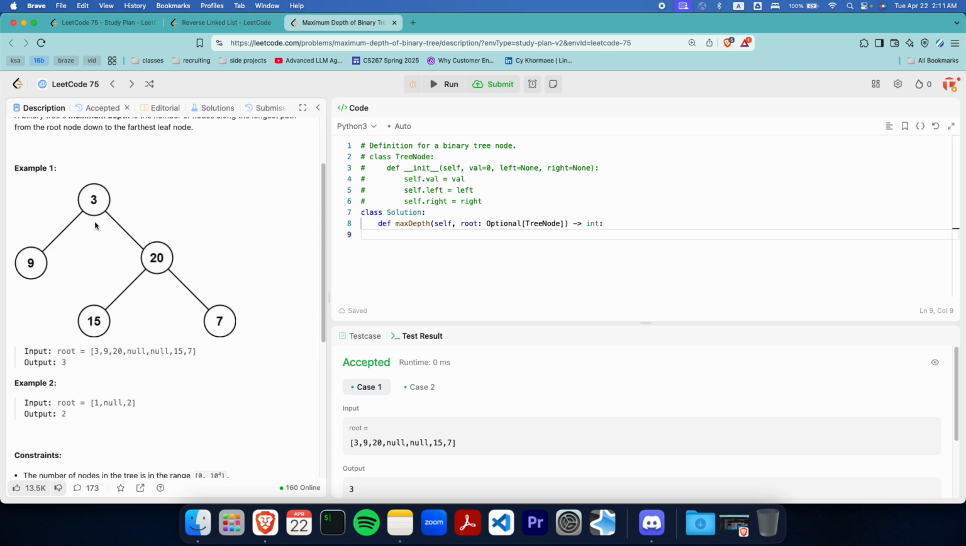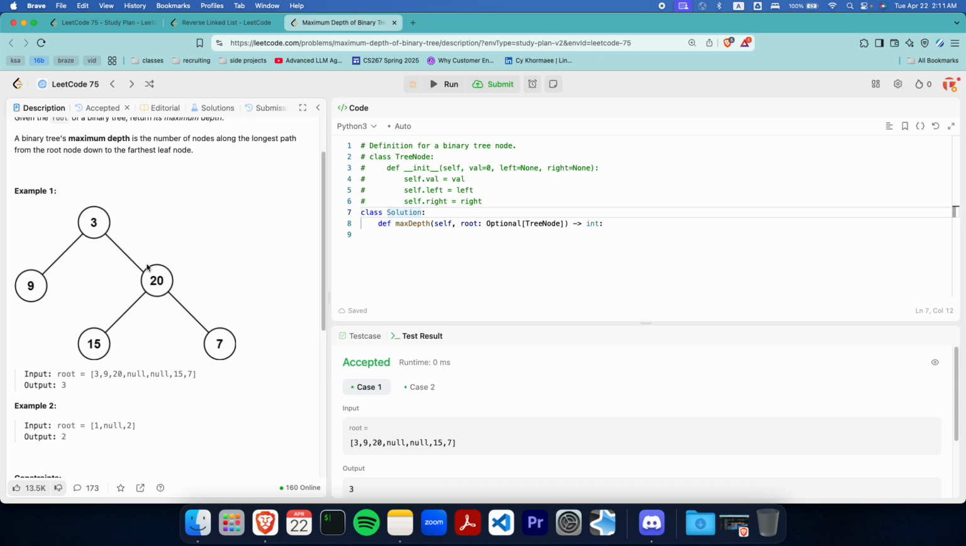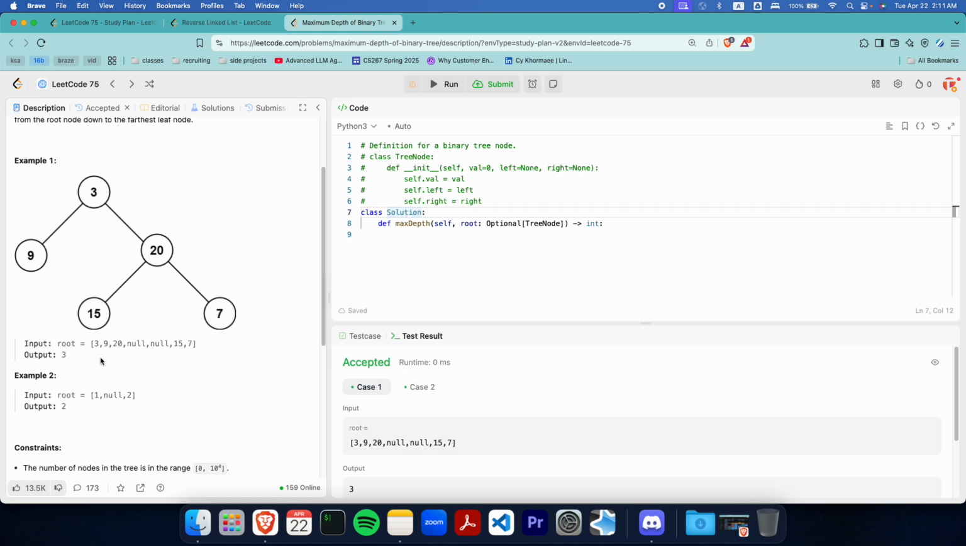And you could take multiple steps, choosing between the left and the right node from a given node. So we can say for this example here, example 1, we have 3, 9, 20, 15, and 7. And intuitively, when we're looking at this, the maximum depth we can go is 3. So we can go 3 nodes down, going 3, 20 to 15.